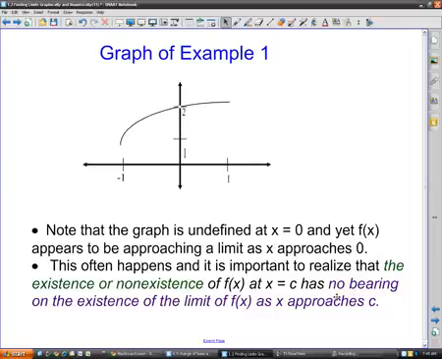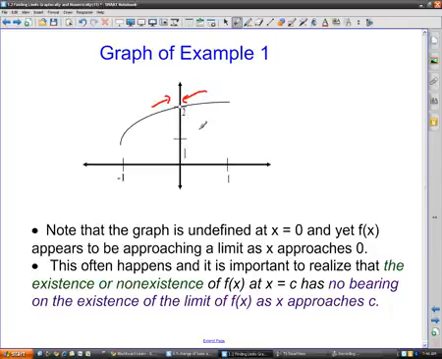So because that point wasn't there, we approach the same value from both sides. We approach 2, the y value, from both sides, even though 2 is not actually on the graph at x equals 0. It doesn't matter. We just care about what's happening as we get closer and closer to it. And that's the idea of a limit.